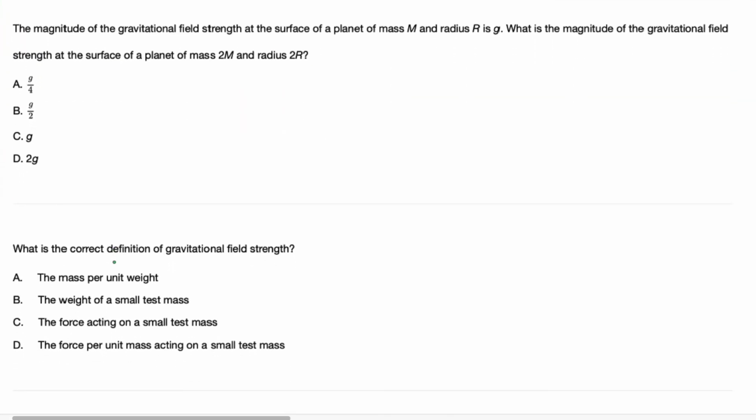The magnitude of the gravitational field strength at the surface of the planet of mass m and radius r is g. What is the magnitude of the gravitational field strength at the surface of the planet of mass 2m and radius 2r? So when your mass is multiplied by 2, your gravitational field strength is going to multiply by 2, and when your radius is multiplied by 2, your gravitational field strength is going to be divided by 4. So this is equal to g over 2. So this is B.